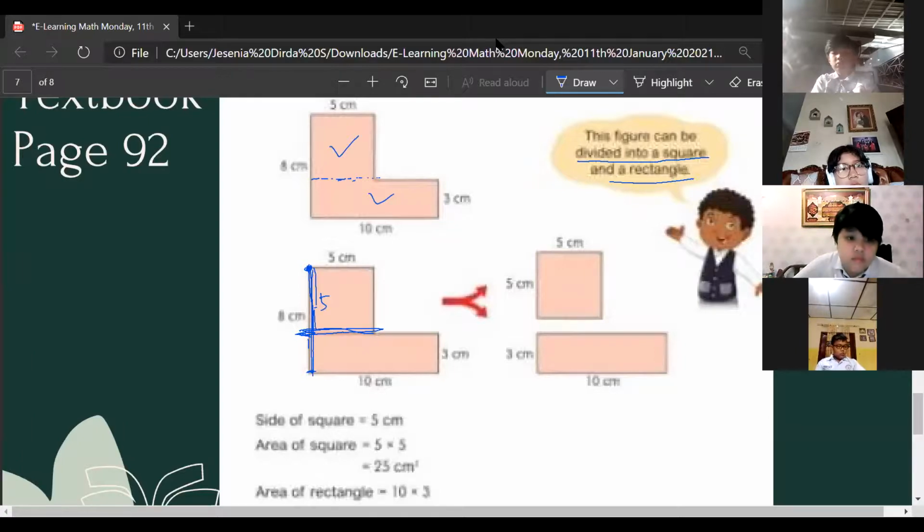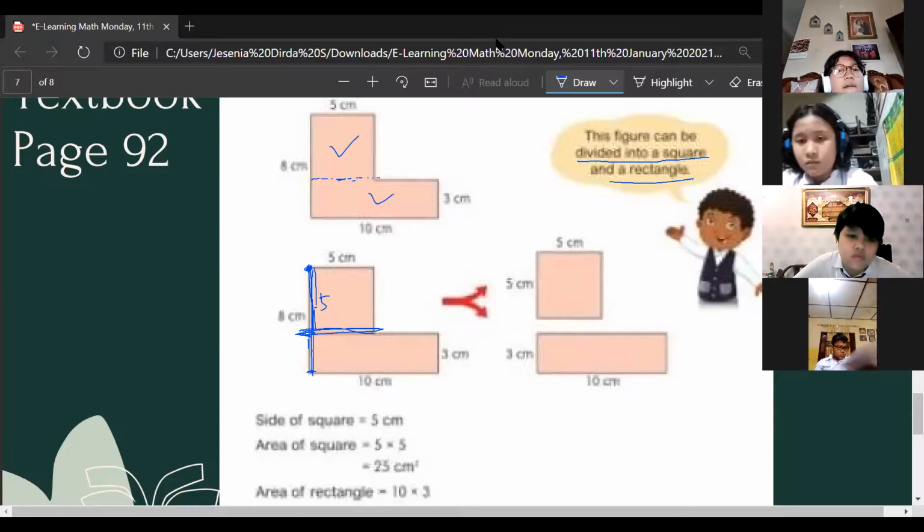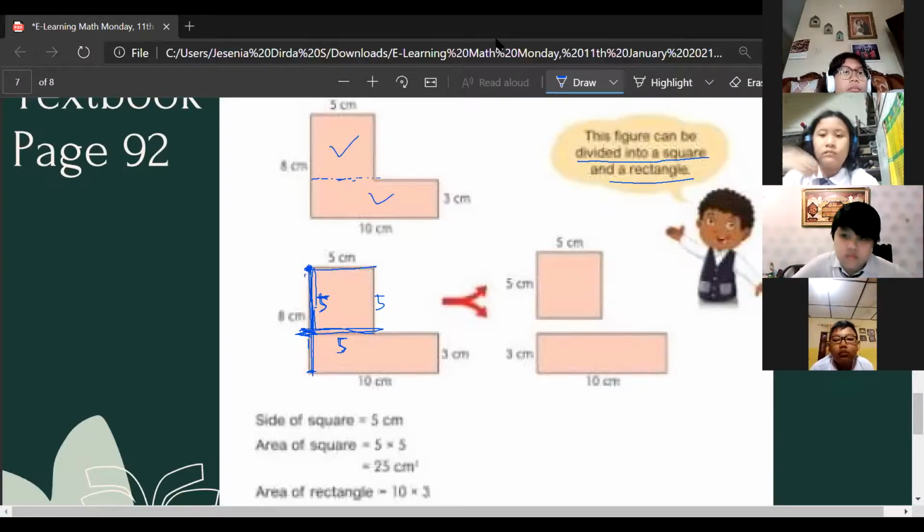Yeah, because we can cut it into a square. We know square, the side is same. So if here is 5 cm, we cut it into here. Pasti ini 5 cm juga, Miss. Ini juga 5 cm juga, Miss. Ini juga 5 cm juga, Miss. Okay? Okay, so if here 5, ini 5, so the rest is, ini berapa?